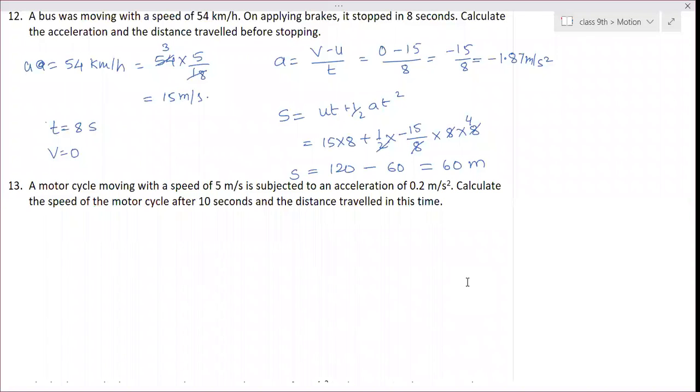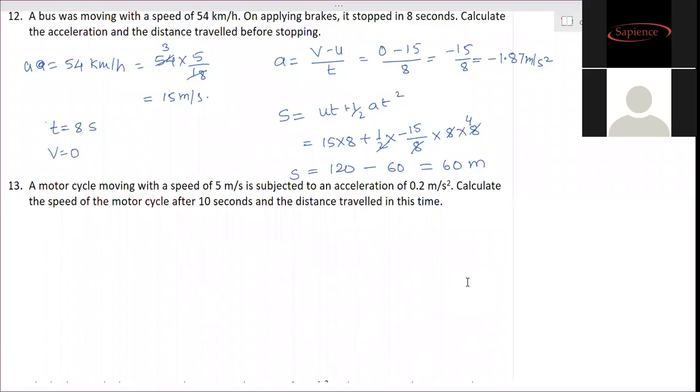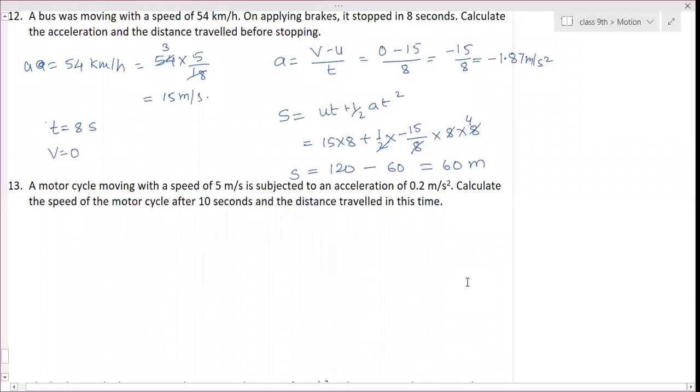A motorcycle moving with a speed of 5 meter per second is subjected to an acceleration of 0.2 meter per second square. Calculate the speed of the motorcycle after 10 seconds and the distance covered. Solve this and tell the answer.